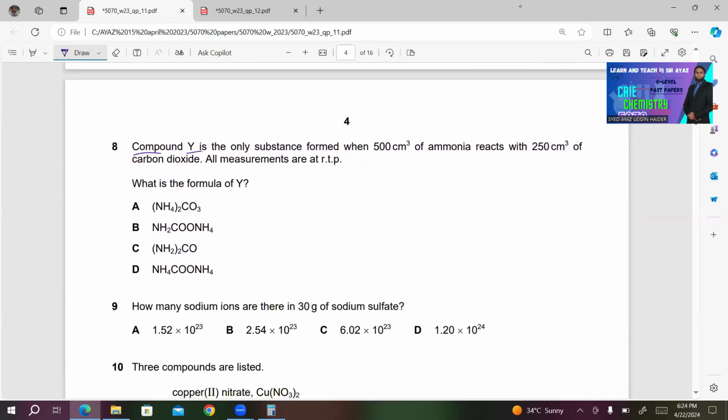8. Compound Y is the only substance formed when 500 cm³ of ammonia reacts with 250 cm³ of carbon dioxide. All measurements are at RTP. RTP is room temperature and pressure. What is the formula of Y?